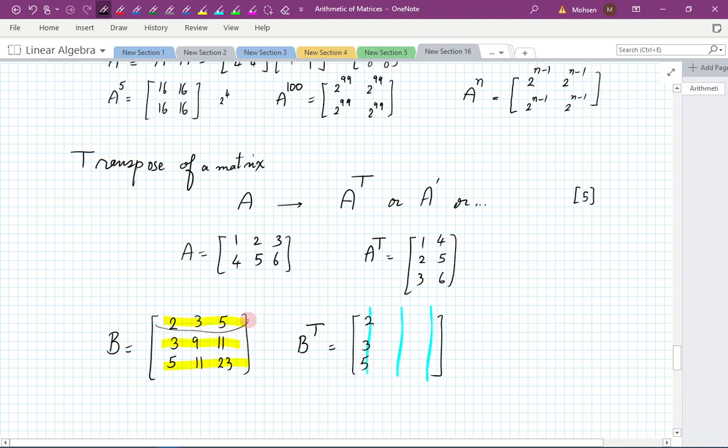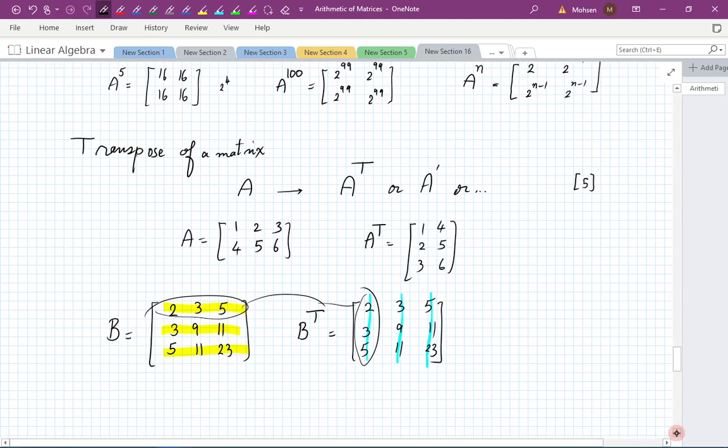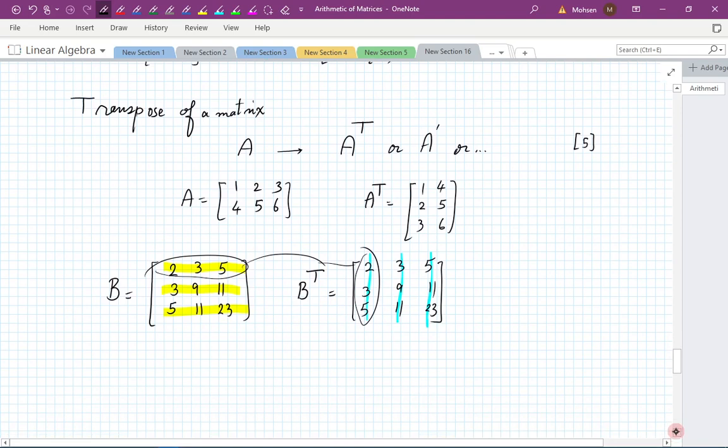So I took this and I put it down like this. Second one 3 9 11. And third one is 5 11 23. Well, I spent all that energy and ended up exactly where I was. So sometimes a little bit unsettling and looks peculiar. In mathematics, whenever you do something and at the end it looks as if you have done nothing, you say you have symmetry.